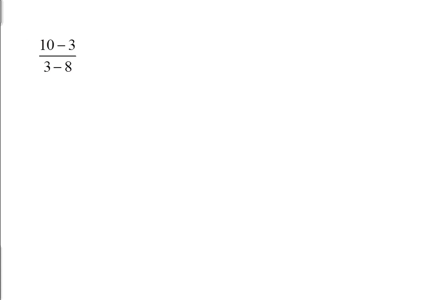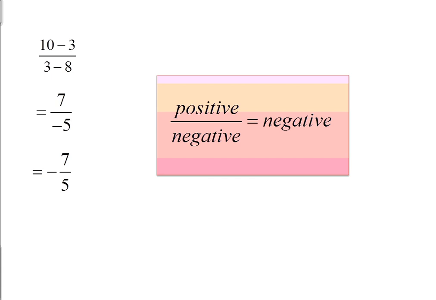In this example here, we have 10 minus 3 over 3 minus 8, simplifying the numerator to positive 7 and the denominator to negative 5. The 7 and the 5 themselves cannot be reduced, but we do have a positive over a negative, resulting in an overall negative fraction. So just another rule to remember, that a positive over a negative is equal to a negative.